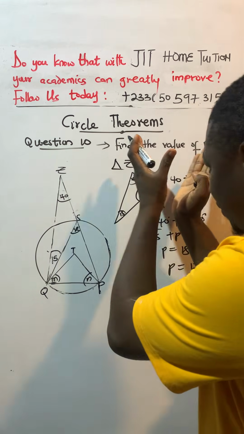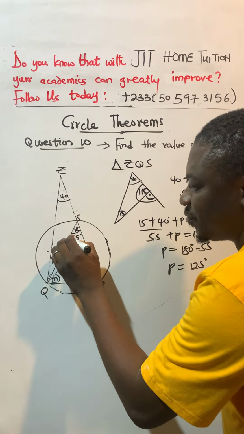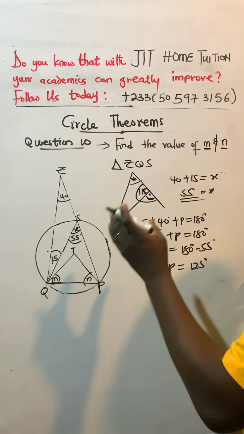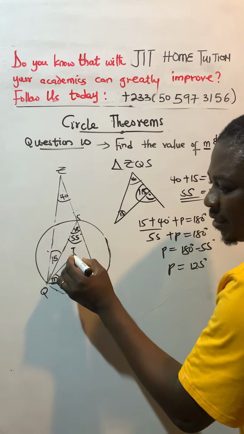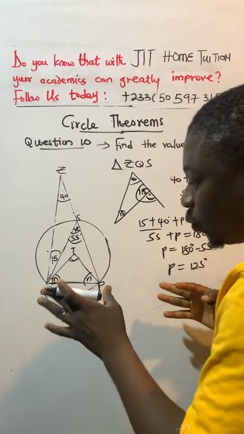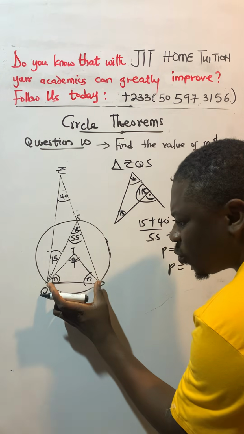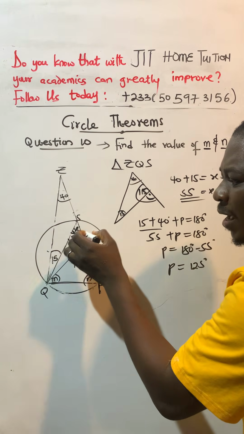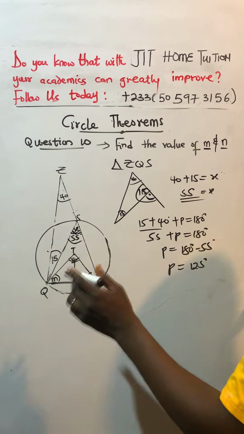Now, back to the question. How do we continue from here? We've established that this side is 55. Now, this is a chord. This is where the circle theorem comes in. This is a chord. The chord subtends at the center of a circle a certain angle over here that we don't know. So let's say that maybe it is Q. Now, the same chord also subtends at the circumference of a circle an angle which is x. In this case, we found the value of x, which is 55.